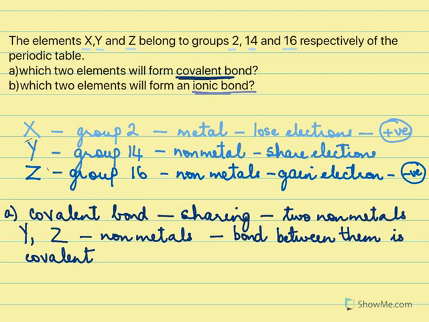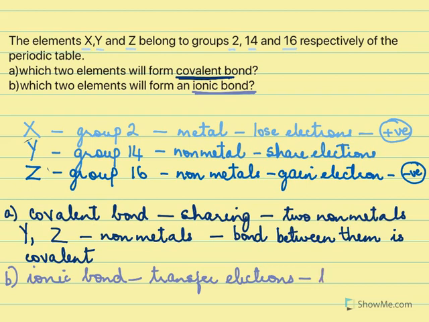Which two elements form an ionic bond? Now for the formation of an ionic bond, there is no sharing, there is transfer of electrons. One loses, the other one gains. Transfer of electrons. And ionic bonds always take place between a metal and a non-metal. Now who is a metal and a non-metal? X is a metal, Z is a non-metal.